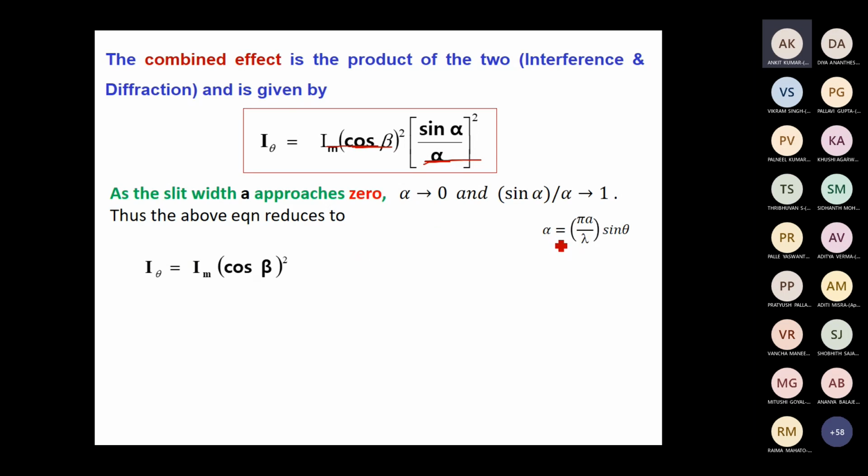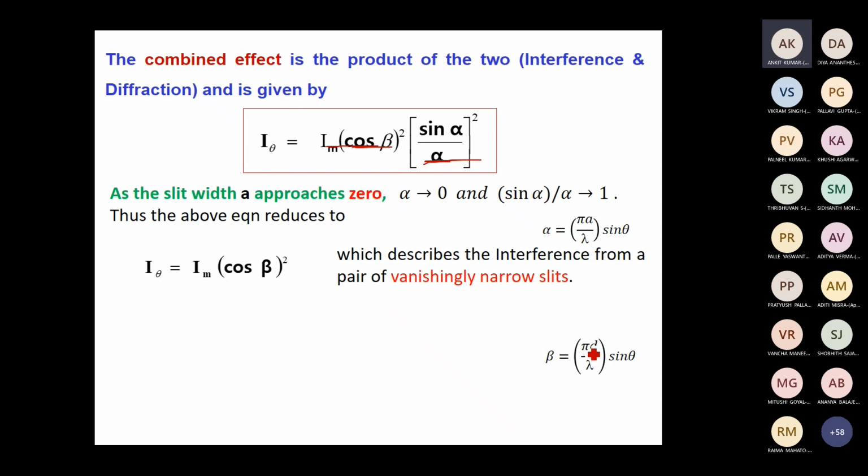When does alpha become 0? When the width of the slit is approaching 0. In that case, you have sin alpha by alpha is 1. What you get is I theta is equal to Im cos beta square. Beta I have taken as pi d sin theta by lambda.